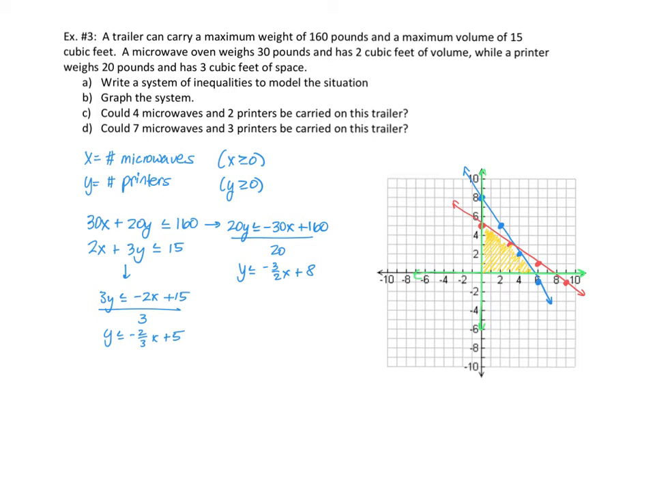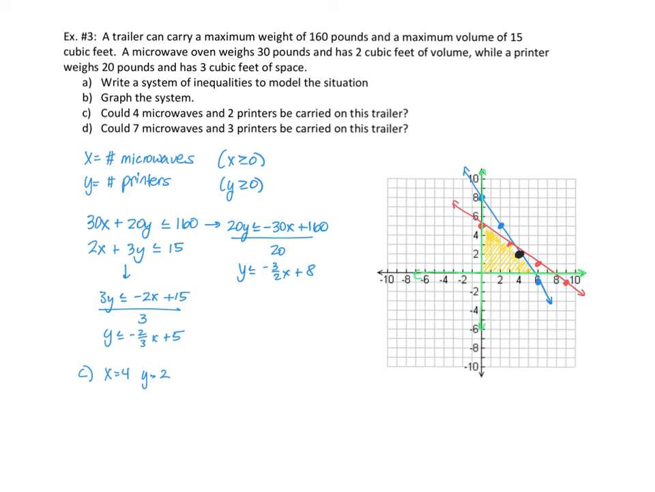So if we come back to the questions in part C and part D, in part C we have 4 microwaves, so that would be x equals 4, and 2 printers, so y equals 2. So we could look at plugging those values into each one of our inequalities and make sure it gives us a true statement. Graphically, you can also think of that as the point (4, 2), which would be this point right here. So it's right on our boundary, but it is part of our solution region.